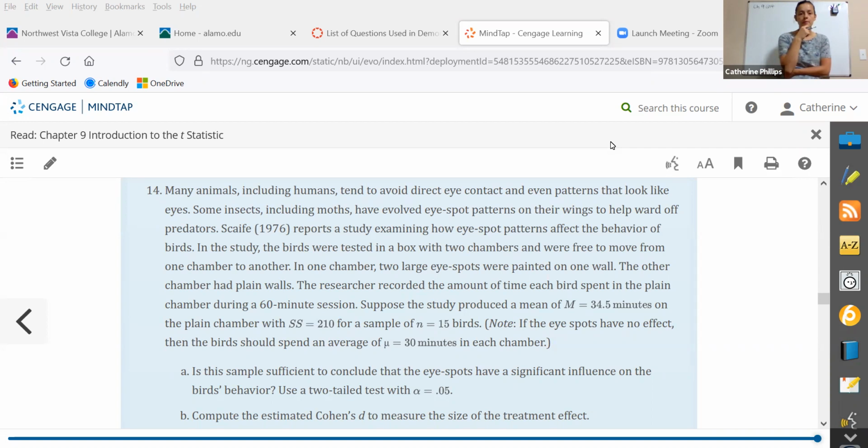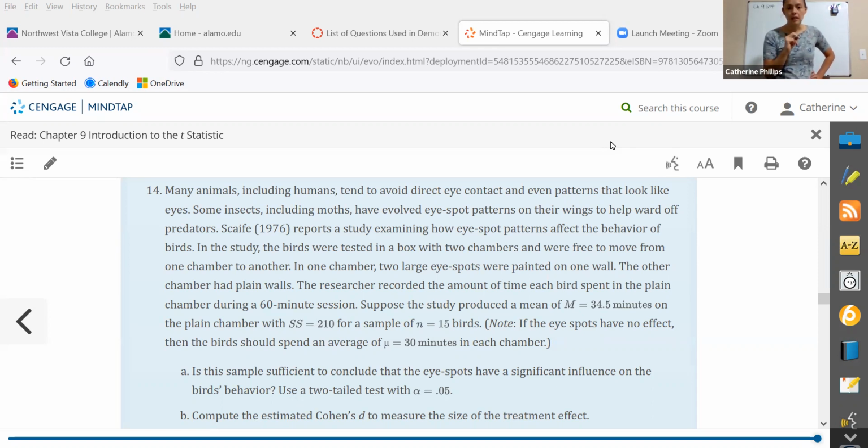In the study, birds were tested in a box with 2 chambers and were free to move from one chamber to another. In one chamber, 2 large eye spots were painted on one wall. The other chamber had plain walls. The researcher recorded the amount of time each bird spent in the plain chamber during a 60-minute session.